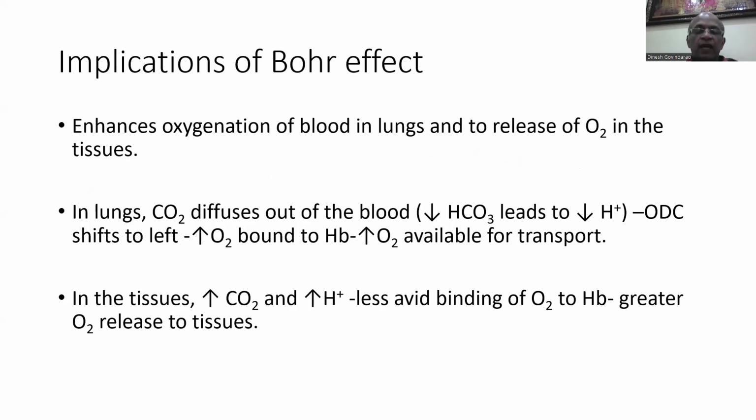In the lungs, carbon dioxide diffuses out of the blood. Hence, the hydrogen ion levels come down since the ODC curve gets shifted to the left. So it helps in improved oxygen binding to the hemoglobin and increased oxygen available for transport.